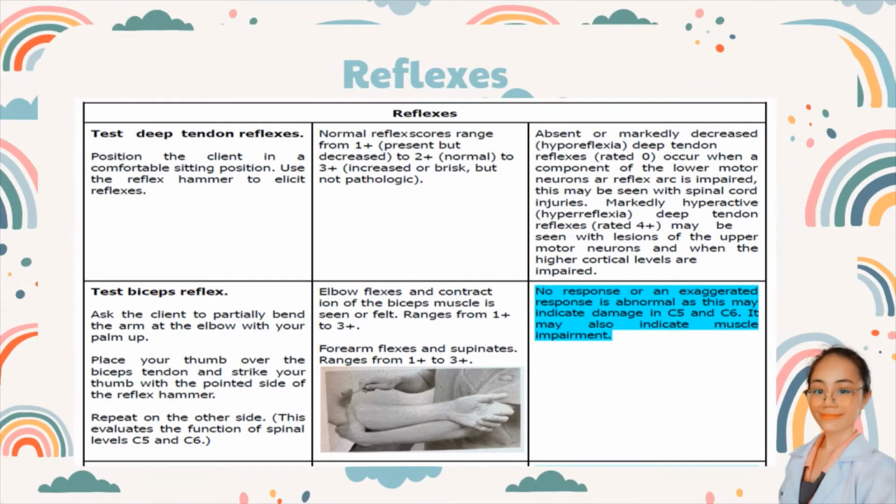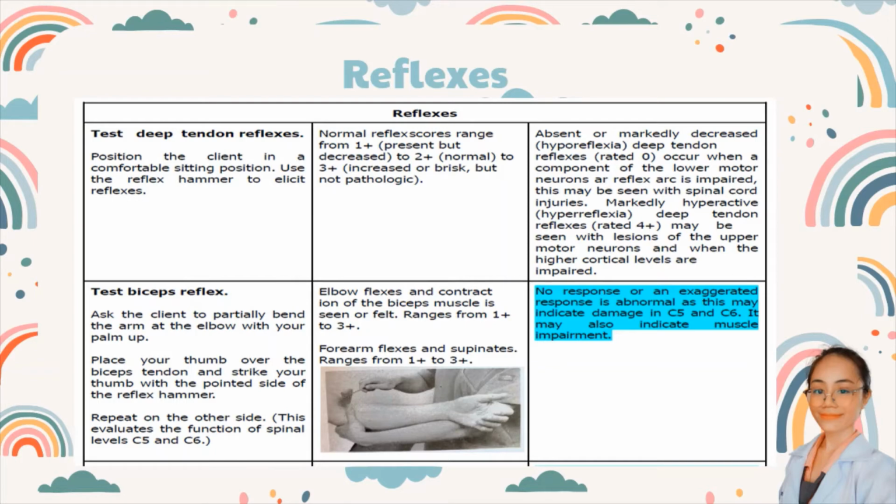Next, we have the reflexes. First, we have to test the deep tendon reflexes of our client. Position the client in a comfortable sitting position and use the reflex hammer to elicit reflexes. For the normal findings, the normal reflex scores range from 1, which is present but decreased, 2, which is normal, and then 3, if there is an increased or brisk but not pathologic movement.